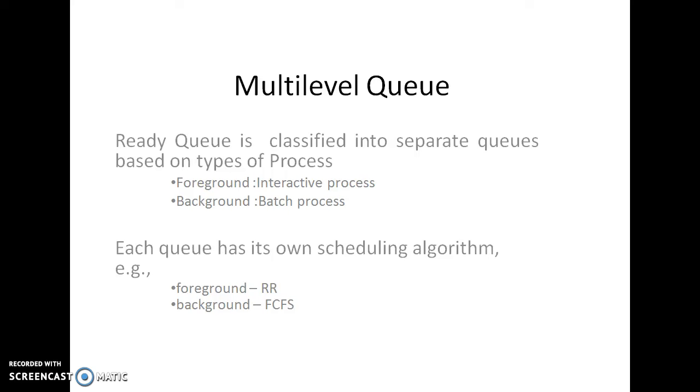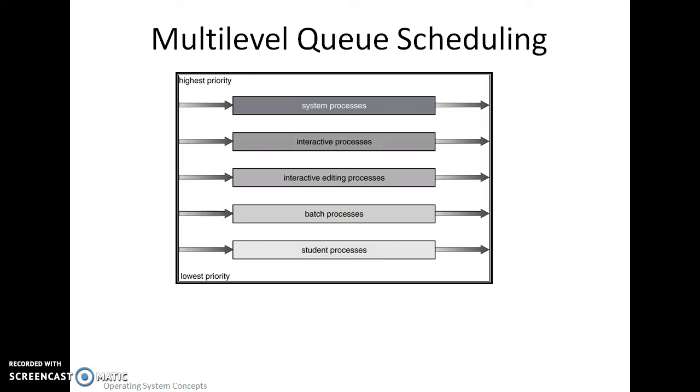Apart from applying process scheduling within each of the queues, we also have to apply scheduling across the queues. We can apply a preemptive priority scheduling. For example, your system process is going to have the highest priority and your student process is going to have the lowest priority. That is one part of it.